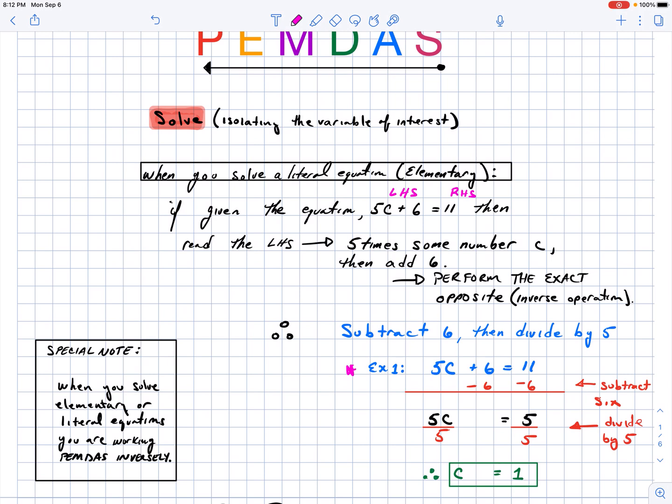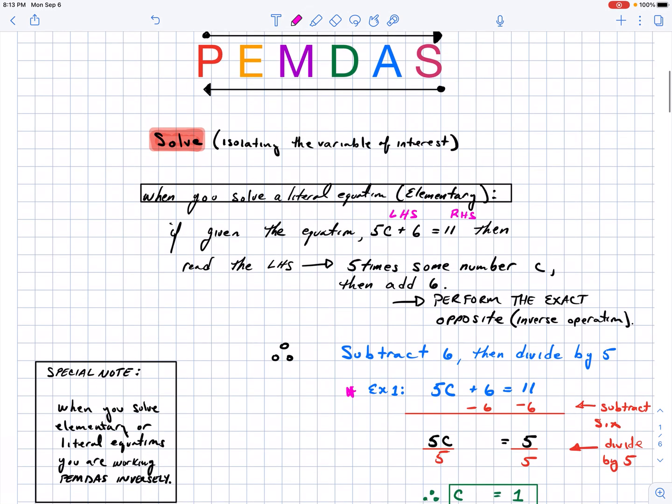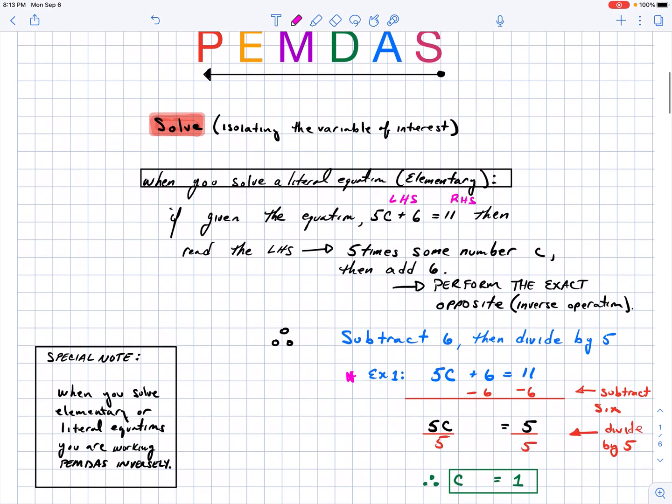But the reason why we're subtracting 6 first is because it's weaker than the multiplication, as indicated by PEMDAS. If we start with the addition and subtractions, which are the weakest of the orders, and start going backwards towards the multiplication and division, which are a little stronger, then it makes our problem a lot easier to solve. So we subtract 6 and then we divide by 5. And we find that c is equal to 1.